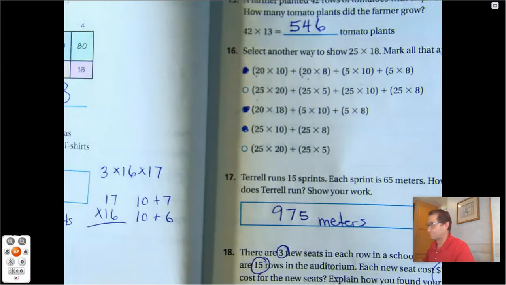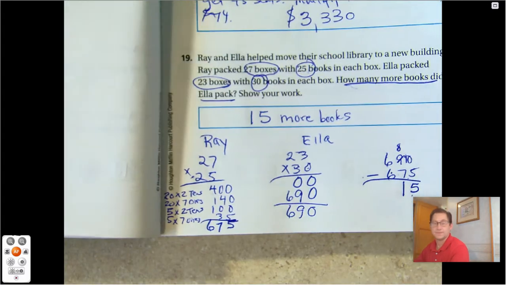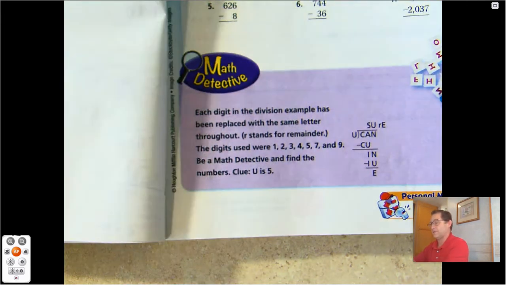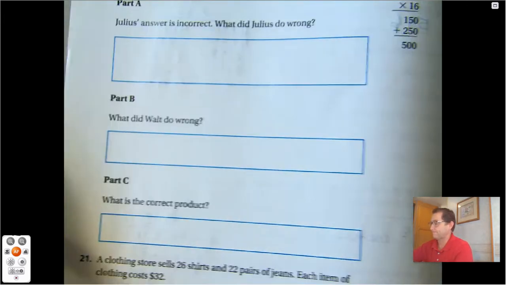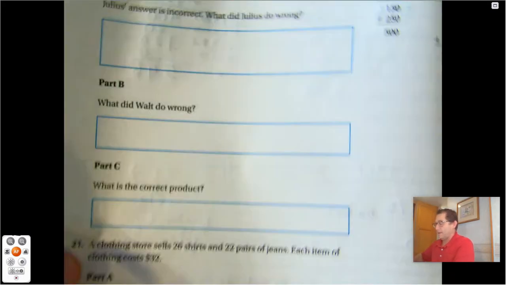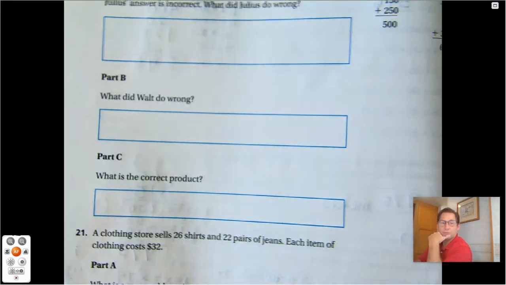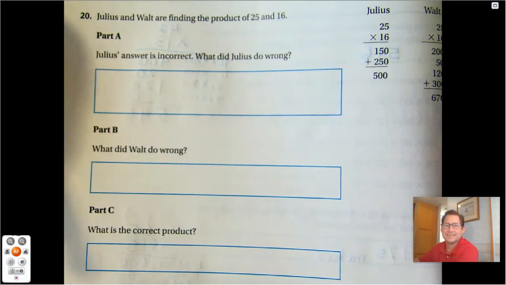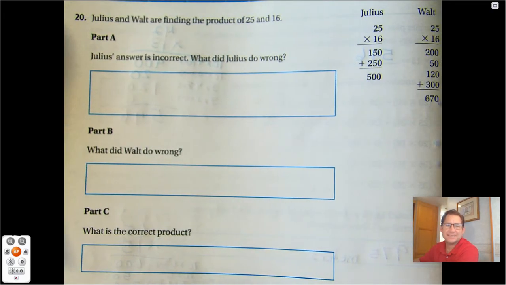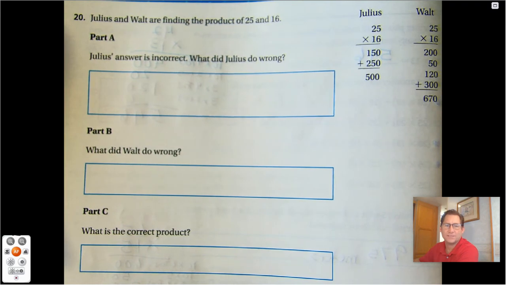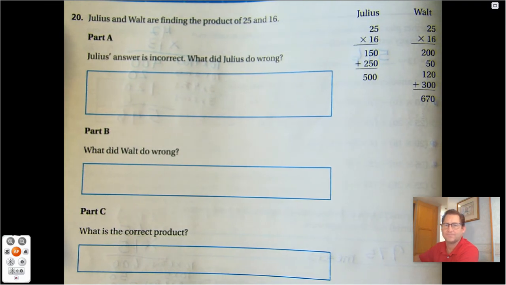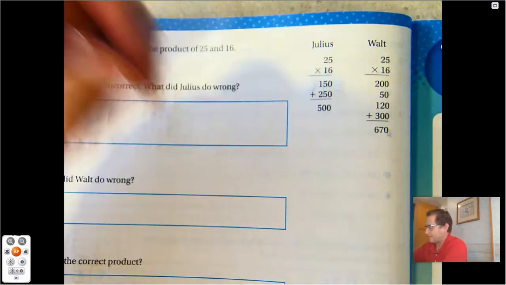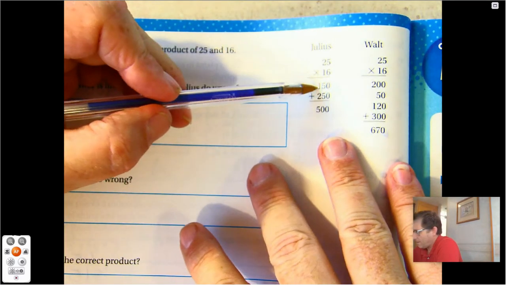Okay, 15 more books. Now let's go on to number 20. Julius and Walt are finding the products of 25 and 16. Julius's answer is incorrect. What did Julius do wrong? Okay, well, let's see. So 150. How did he get 150?